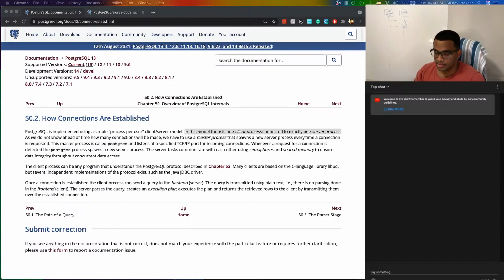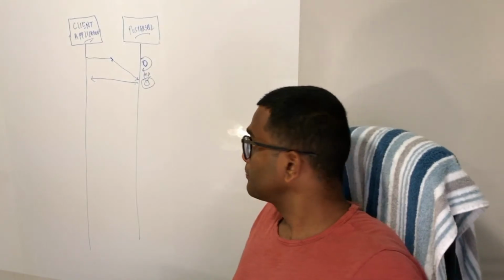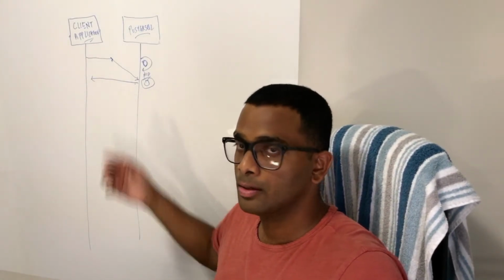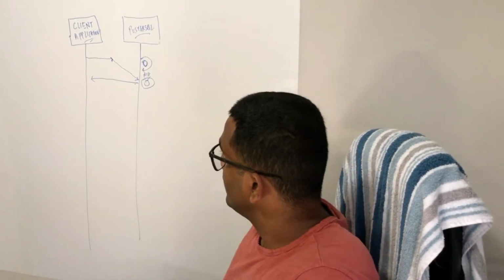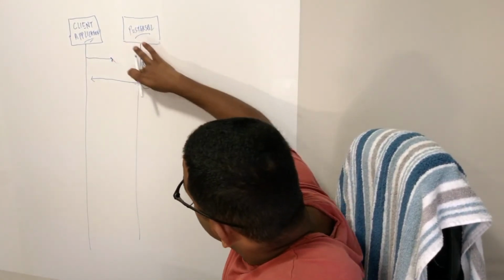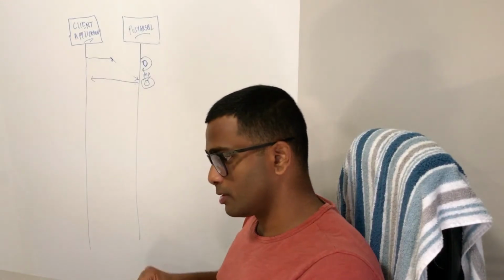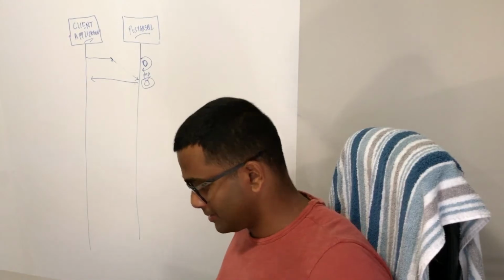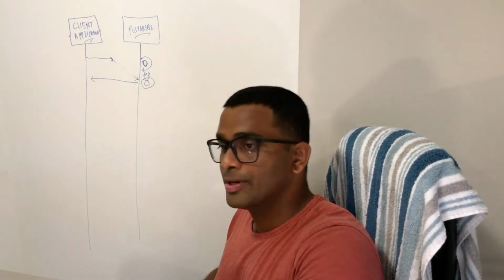Okay, cool. Let's get back to our whiteboard again. So this gives us a bit more detail. What it's saying is, if our client is there, let me use another color. I've got a bunch of these. Okay, maybe I should use green.